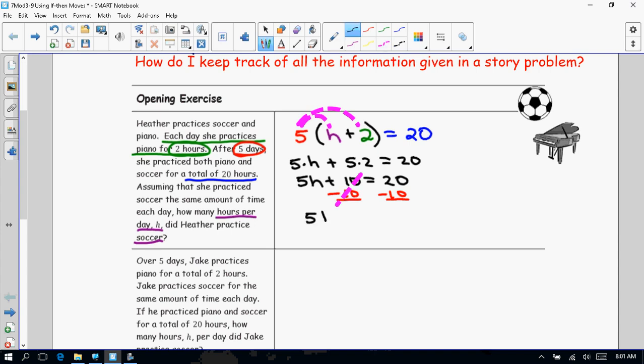And I have 5H is equal to 10. Well, instead of multiplying by 5, I can multiply by its reciprocal, the multiplicative inverse of it. So if I multiply by the multiplicative inverse, these become the beautiful number 1, which is what I'm looking for. And I get that H is equal to 2. So she practices soccer 2 hours per day. 2 hours each day.